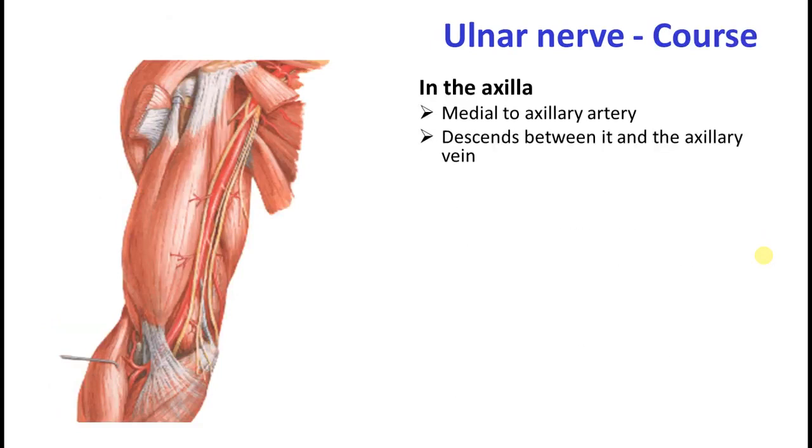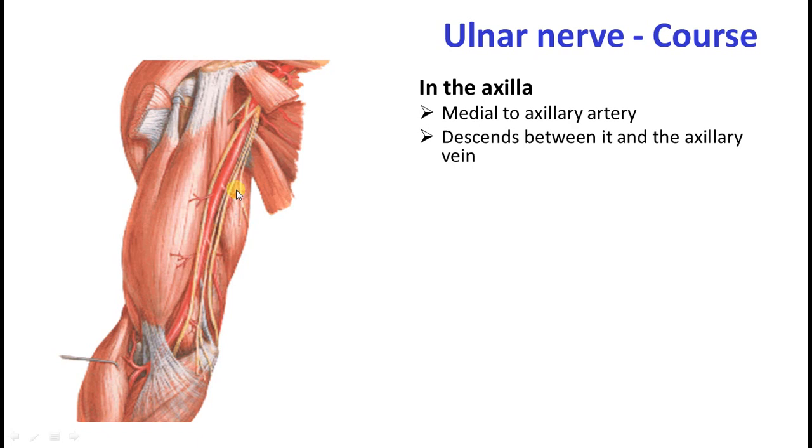Coming to the course of the ulnar nerve, in the axilla it is present medial to the axillary artery. Okay, and also it is present between the axillary artery and the most medial structure, which will be the axillary nerve. So not only in the axilla, if you look at the ulnar nerve, throughout its course it is present along the medial border of the arm.